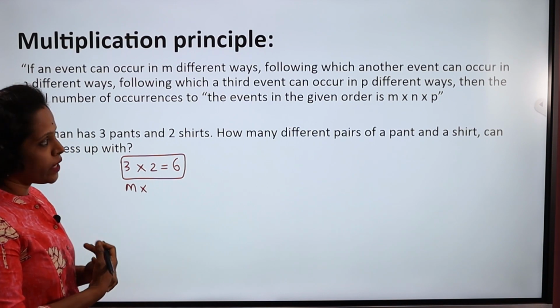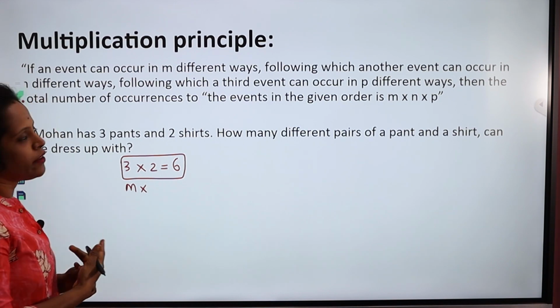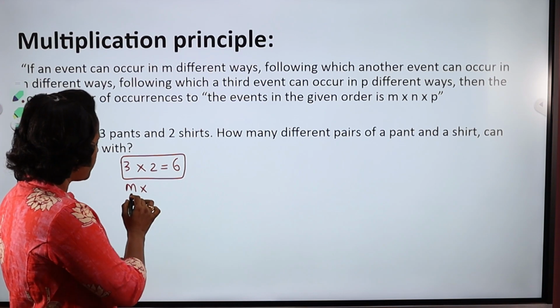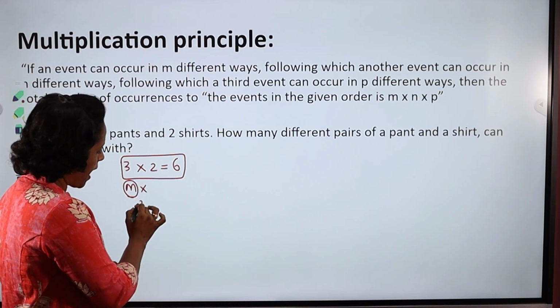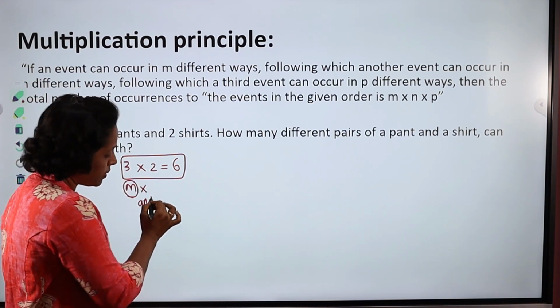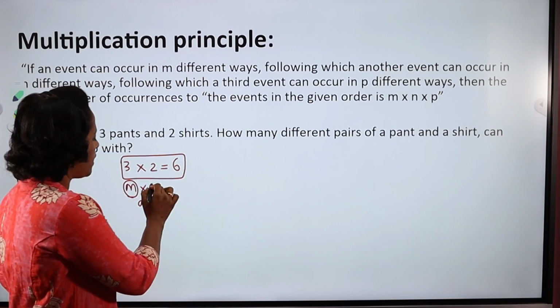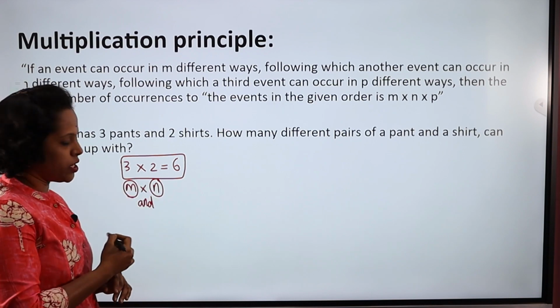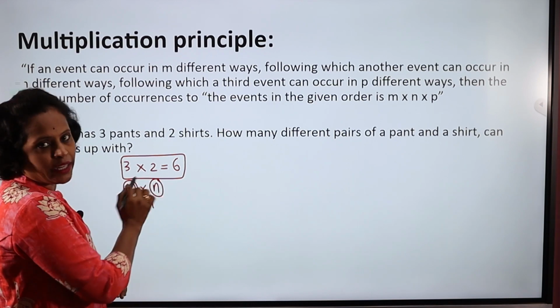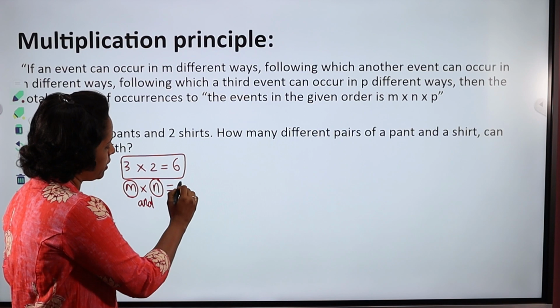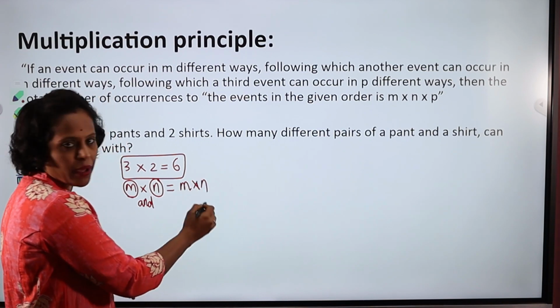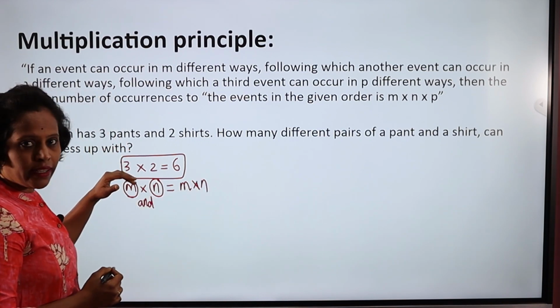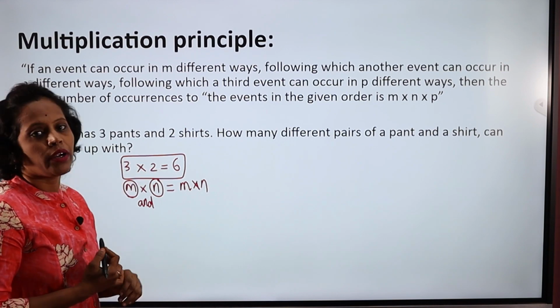Next, following which another event can occur in n different ways. So here this event should occur and the next event should also occur. Now n is an event of selecting 1 shirt from 2 different shirts. So here the value of n will be 2, which will be equal to the product of m and n. That is what we did here, the product of 3 by 2, which will be equal to 6.